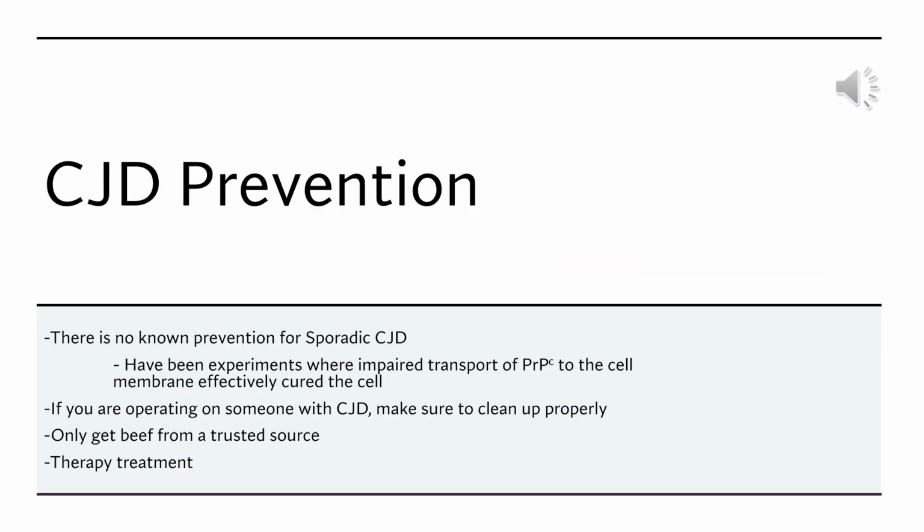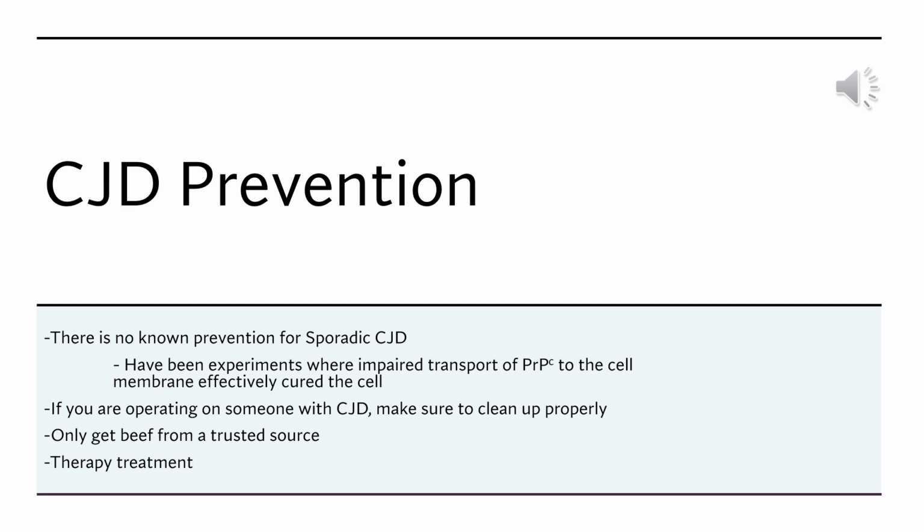CJD prevention. There's not a lot known about preventing CJD, and as for sporadic CJD, there is no known prevention. There have been experiments where researchers have impaired the transport of the normal prion proteins to the cell membrane, and this effectively cured the cell, because if you remember back in the beginning of the slides, the infected PRPSC proteins are mainly found in the cell membrane. So if you stop the transport of the normal proteins to the cell membrane, the infected ones won't be able to infect the normal ones.